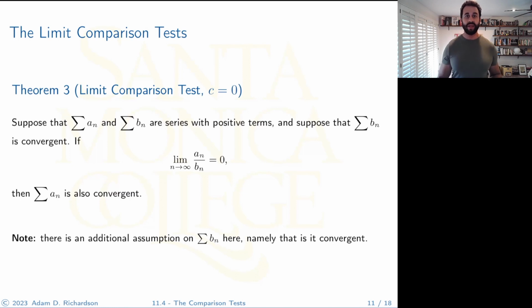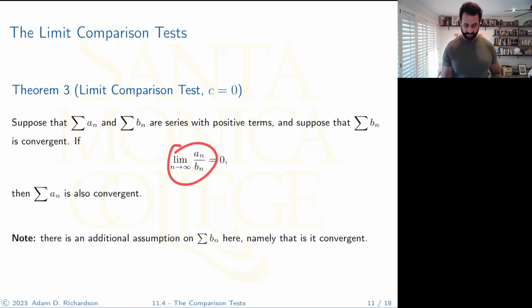It turns out that you can still use this when c is equal to 0, but there's an additional assumption that you need. So let's look at this one, and then we're going to use it again. Suppose that you've got two series, a sub n, b sub n, and they've got positive terms. Suppose also that the b sub n series is convergent. Okay, that's the series whose terms are given by b sub n.